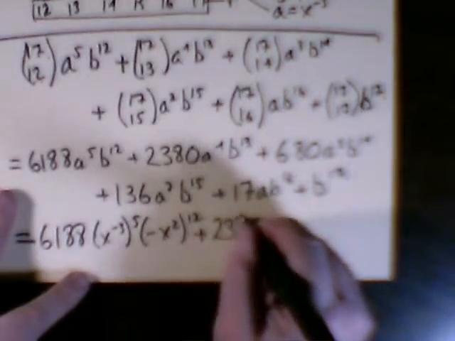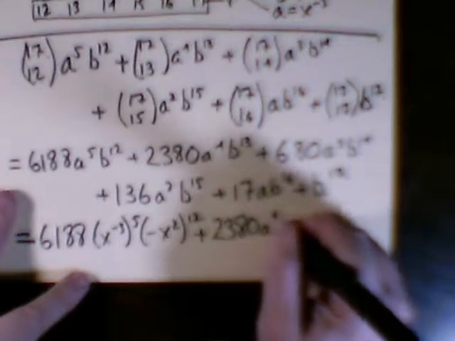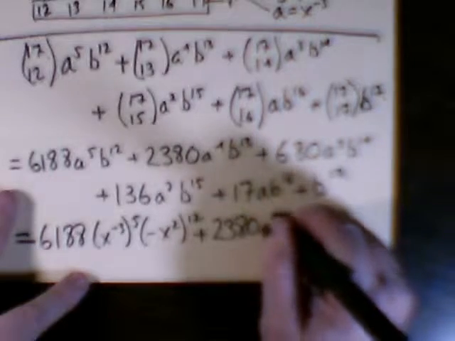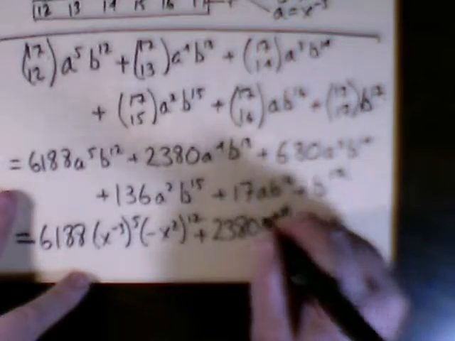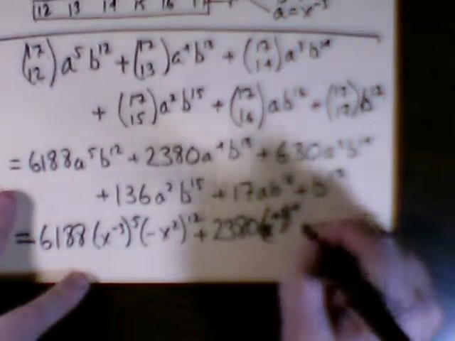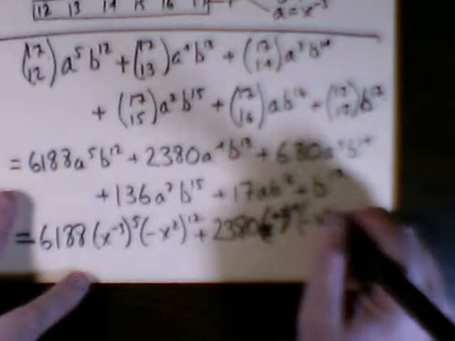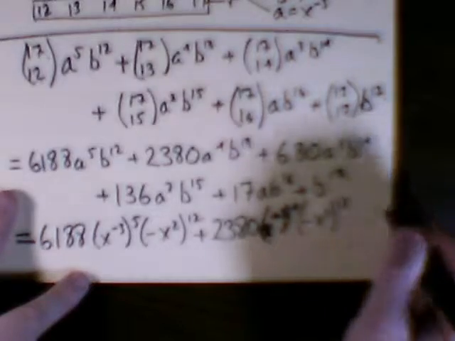plus 2380 a to the 4th b. What am I doing? x to the negative 3 to the 4th. What a mess. And b to the 13th, that's negative x squared to the 13th.